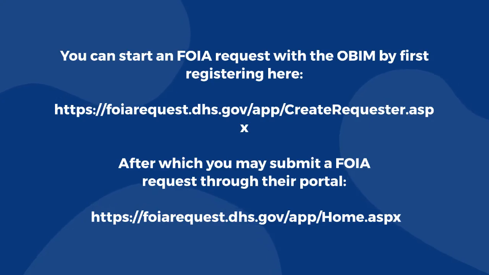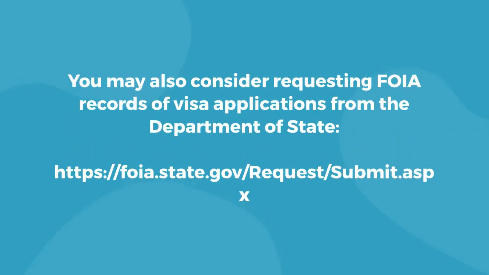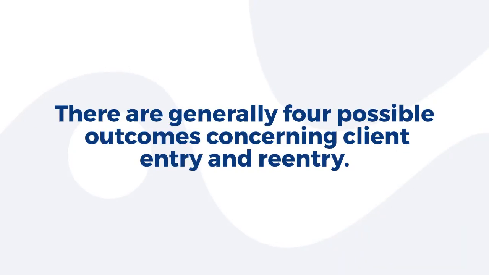You can start an FOIA request with the OBIM by first registering here, after which you may submit FOIA requests through their portal. You may also consider requesting FOIA records of visa applications from the Department of State.